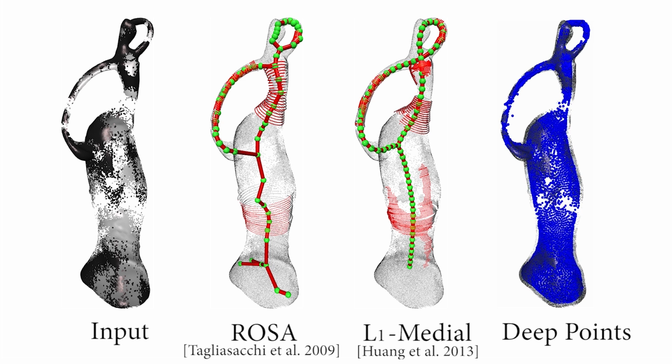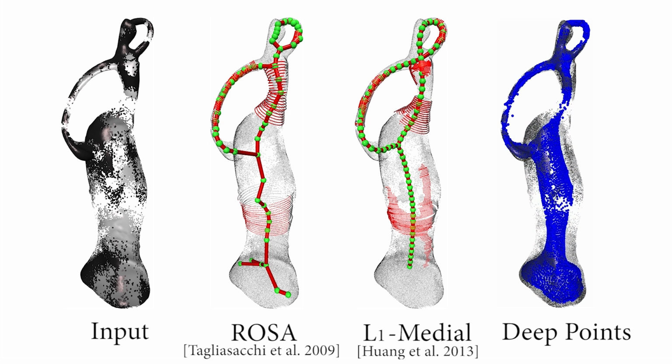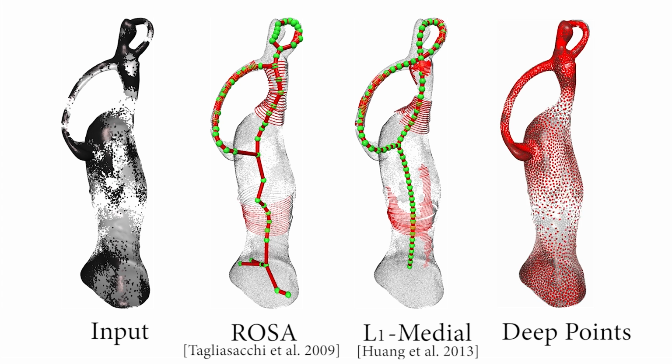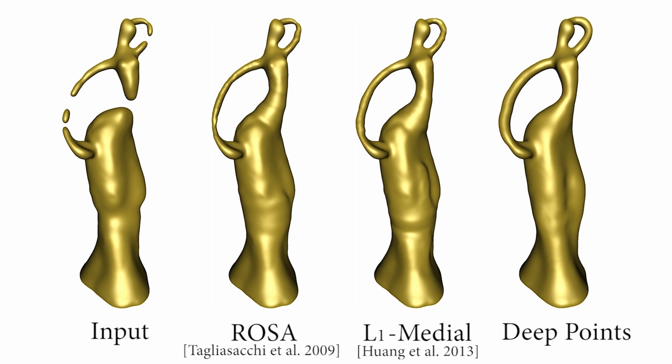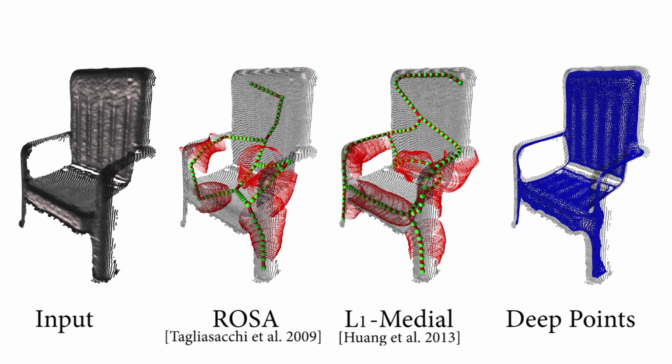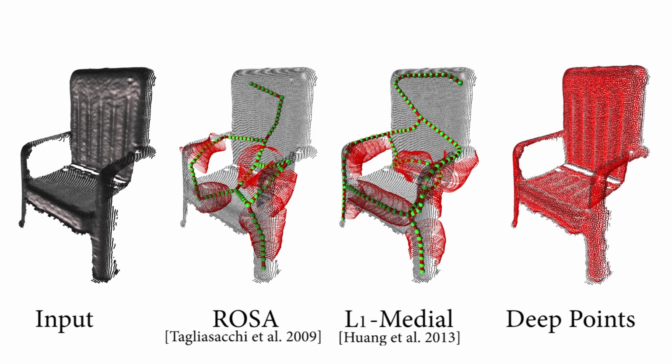In this example, our algorithm outperforms the state-of-the-art skeleton extraction methods such as ROSA and L1 medial skeleton. The Poisson reconstruction of the surface based on our deep points is naturally smooth and complete. Unlike the existing approaches, which produce skeletal curves regardless of surface topology, the D-points mesoskeletons can better respect the topology of non-tubular shapes.